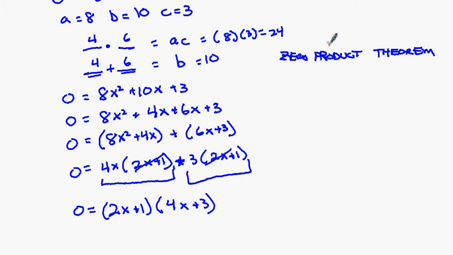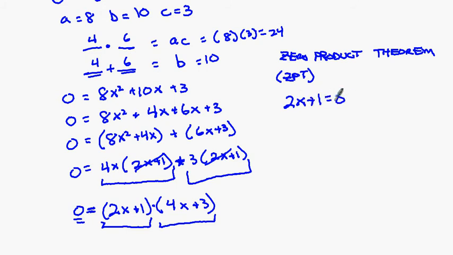The zero product theorem tells us that if we have two multipliers or factors being multiplied together and the product is 0, then each of those factors could be equal to 0. From the zero product theorem, which I affectionately call the ZPT, math people love to do acronyms and shortcuts, ZPT tells me that 2x plus 1 equals 0, and/or 4x plus 3 equals 0.